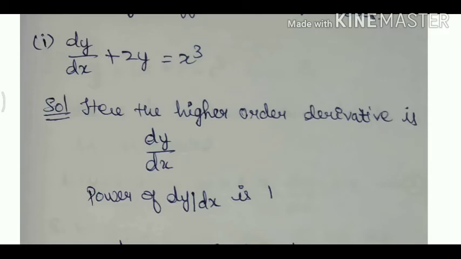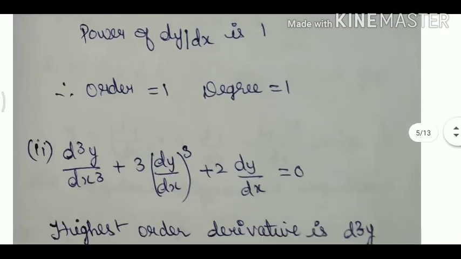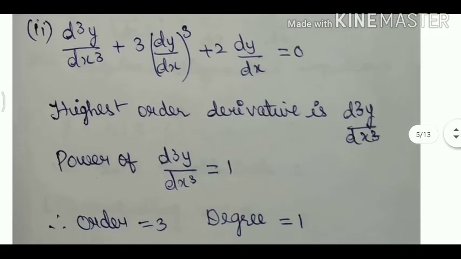The second question: d cube y by dx cube plus 3 times dy by dx whole cube plus 2 times dy by dx equal to 0. Listen, here 3 terms are given. There are only 2 derivatives, that is dy by dx and d cube y by dx cube. What is the highest order of derivative? D cube y by dx cube. So that is the highest order of derivative.